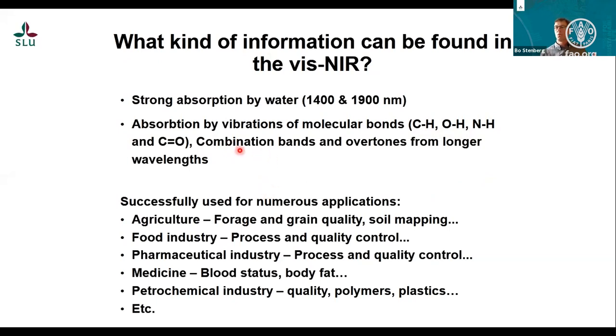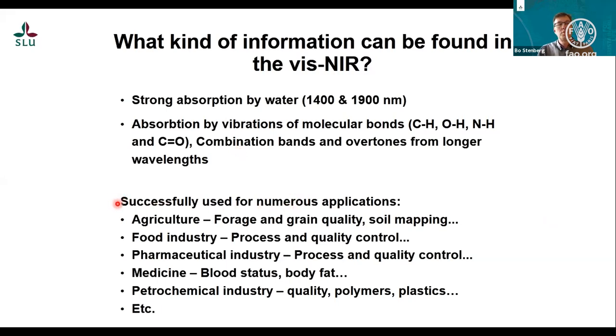The near infrared is a quite narrow range, so it's not very, very many functional groups or bonds that actually do absorb there. So it's a manageable number, but since it's overtones and combinations, it's a bit messy. Lots of overlaps, and the same thing will show up in several places and different things will show up in the same place. So the spectrum as such is quite confusing.